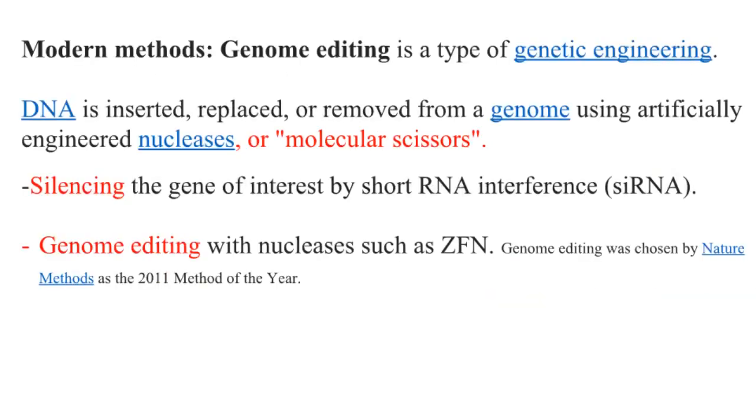Modern methods. Genome editing is a type of genetic engineering. DNA is inserted, replaced, or removed from a genome using artificially engineered nucleases, or molecular scissors. Silencing the gene of interest by short interfering RNA, siRNA. Genome editing with nucleases such as ZFN. Genome editing was chosen by Nature Methods as the 2011 method of the year.